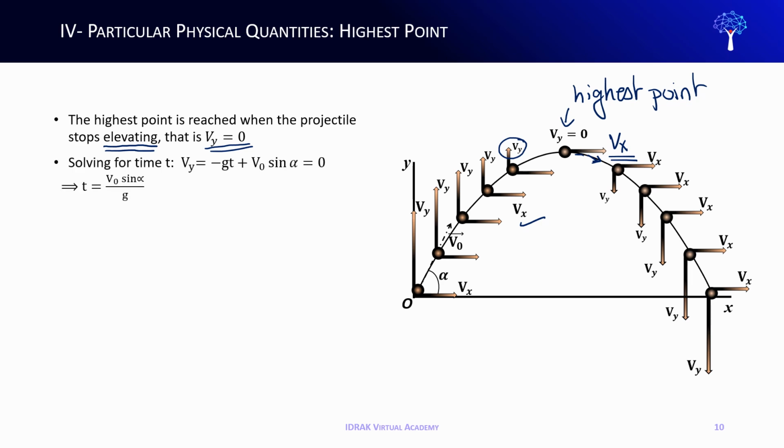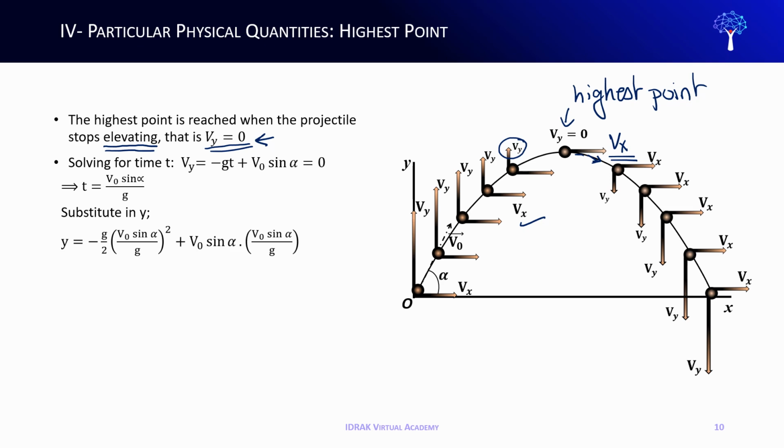How can we achieve and calculate the highest point? The key is using Vy being 0. Solving Vy equals 0: minus gt plus v0 sine alpha equals 0. So time t is v0 sine alpha over g. Usually v0, alpha, and g are given. If not, maybe one of them is going to be the target of a certain question.